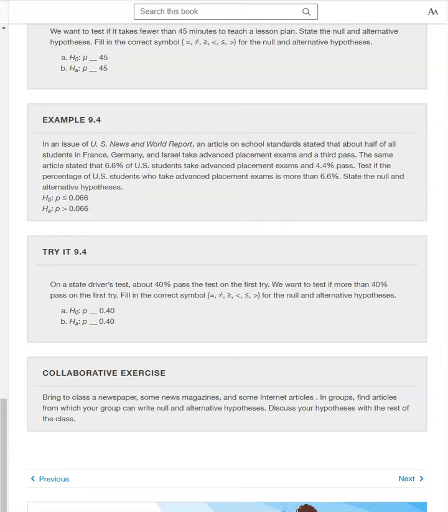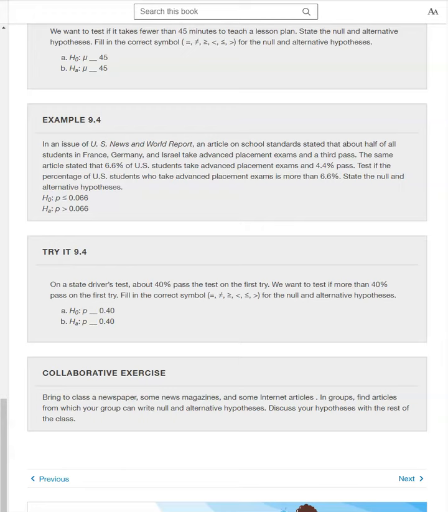Remember, the null has to have the equality, right? And we're testing to see if the percentage is more than 6.6%. More means greater than, right? So the alternative hypothesis would say that the proportion is greater than 0.066. Remember, we typically convert percentages to their decimal equivalents. Since the alternative is greater than, the null hypothesis will say the direct opposite, less than or equal to.